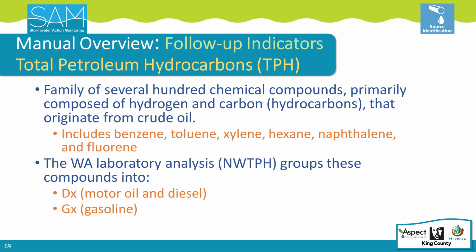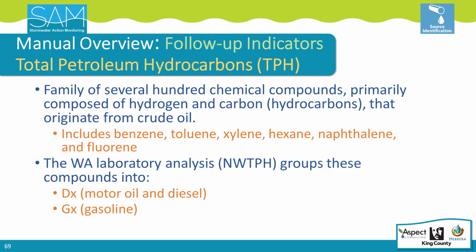And then our next follow-up indicator is total petroleum hydrocarbons. I mentioned that this was one that used to be on the other indicators list that we shifted forward to the follow-up indicators list. It's something that comes up quite a bit with all the oil drips and spills and leaks in this area. So that's really what it is: a family of several hundred chemical compounds, primarily composed of hydrogen and carbon, or what we call hydrocarbons, that originate from crude oil.